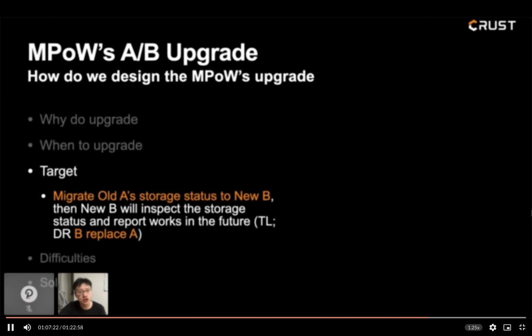So the target is quite simple. I'll name the old version of MPOW code as old A, and the new version of code as new B. The target is to migrate the old A storage status to new B. Then the new B will inspect the storage status and report the works in the future. That means B will replace A as the new MPOW module.